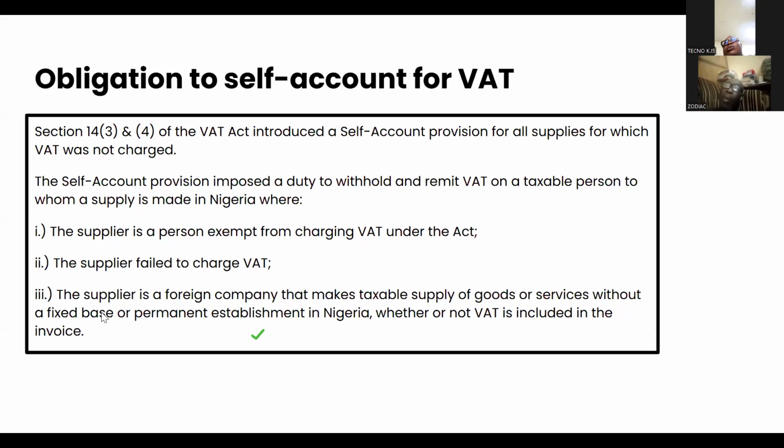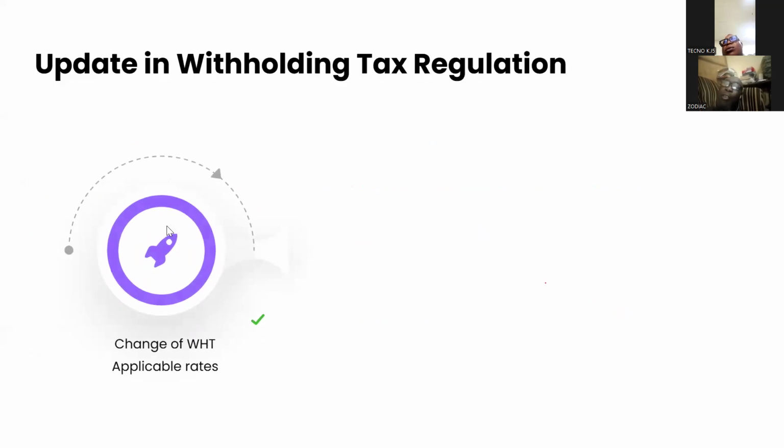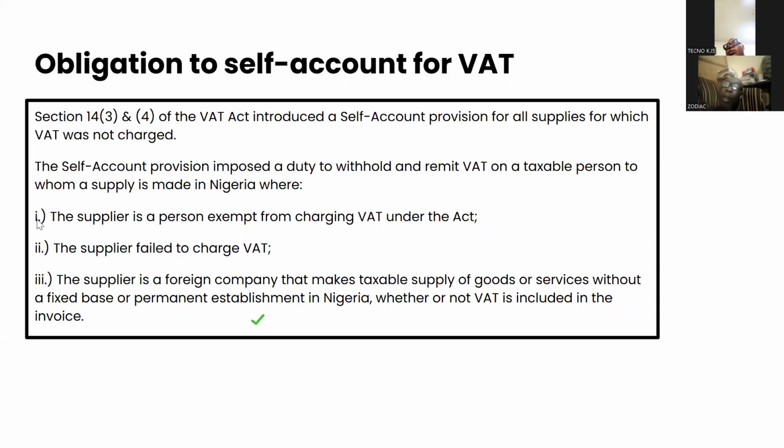All right. Thank you so much, Dorcas. So my distinguished tax colleagues, can anybody just explain what this one means here? In this first point, the supplier is a person exempt from charging VAT under the Act. Anybody? Just one person before we proceed.